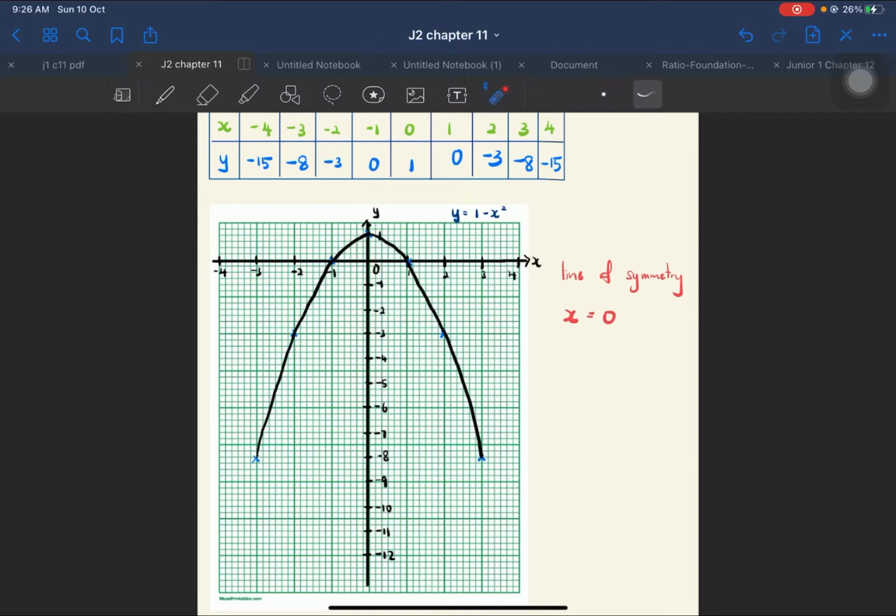Over here we say that we have a maximum point. For the maximum point, you give the coordinates: we will have 0, 1. So this will be your answer for the line of symmetry and the maximum point.